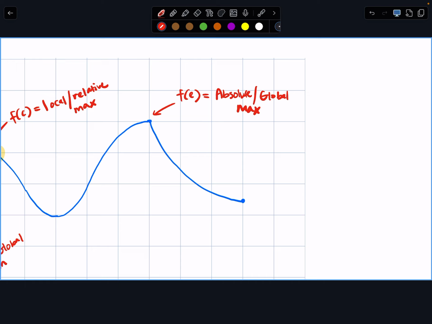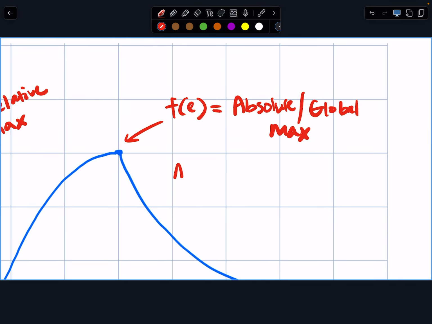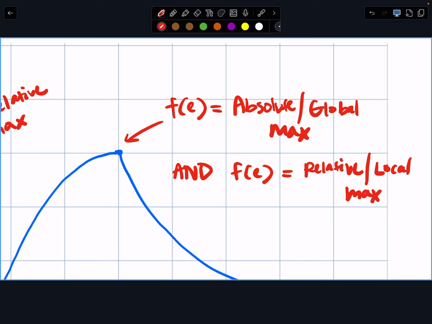Okay, I agree. Is f of e also a relative maximum? Yes, it is. If we zoom in on that point, it's the highest point on that interval. So f of e is a relative, or local, max. Good.